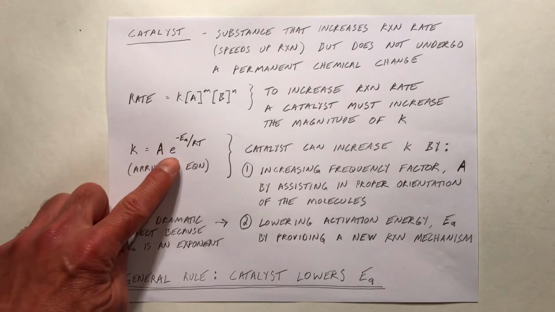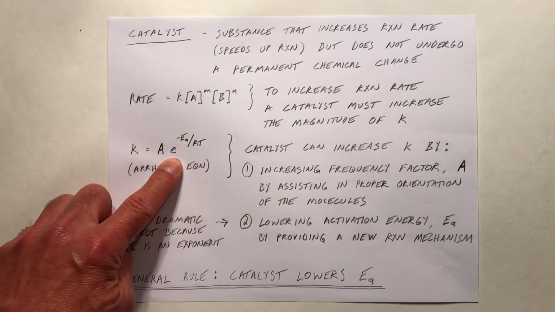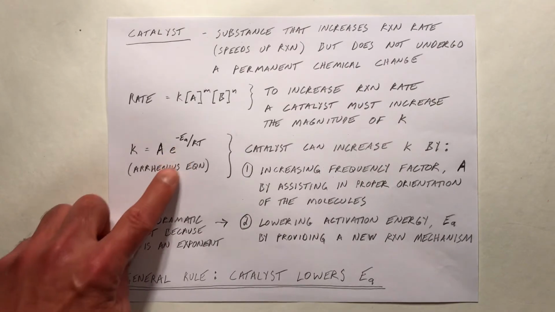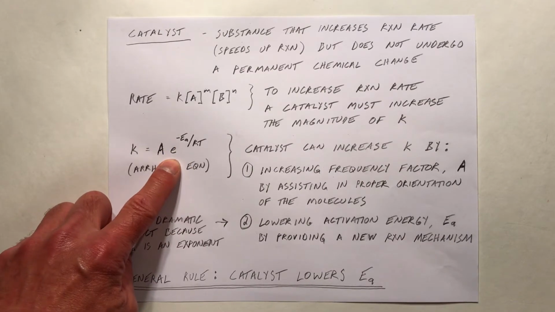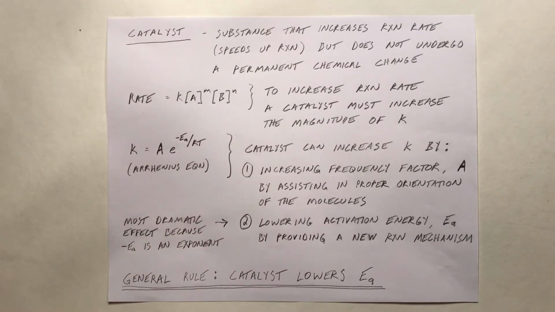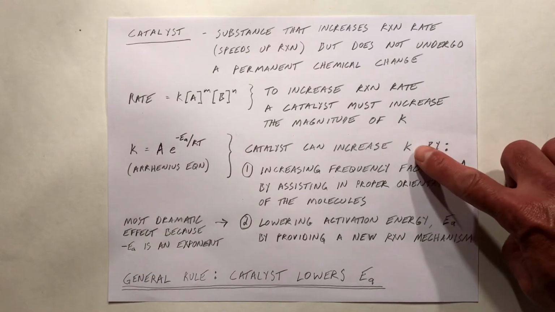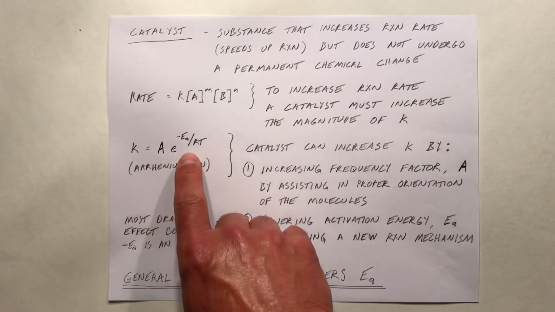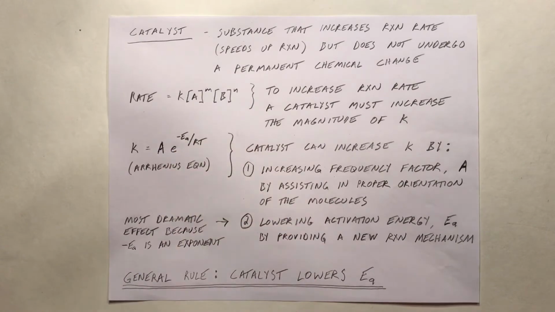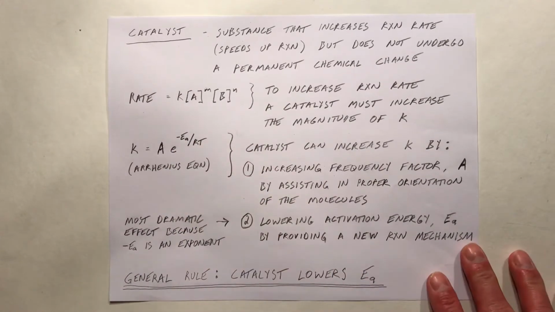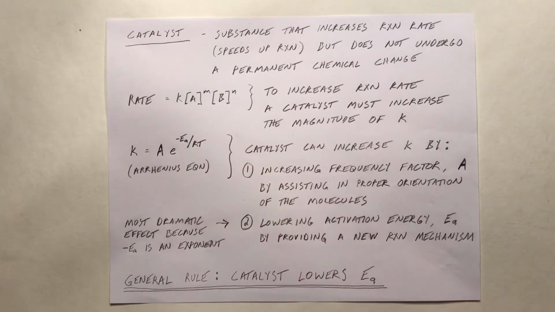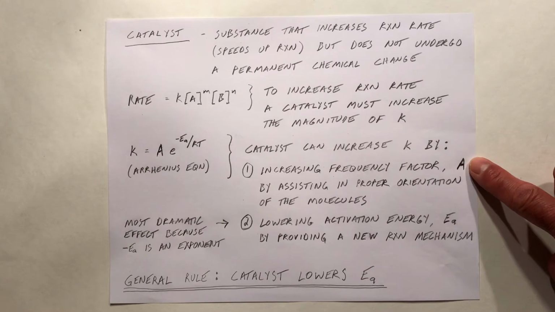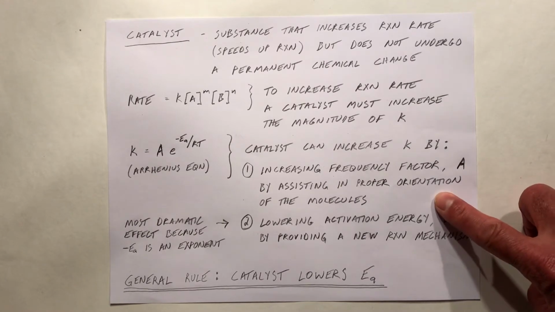This is an expression of the fraction of molecules that have an energy equal to or greater than the activation energy. In other words, an energy necessary for the reaction to occur. So a catalyst can increase the value of K by either increasing A or lowering the activation energy, because R is a constant, and we're assuming that this is at any given temperature T. So increasing the frequency factor, A, occurs by assisting in the proper orientation of molecules.